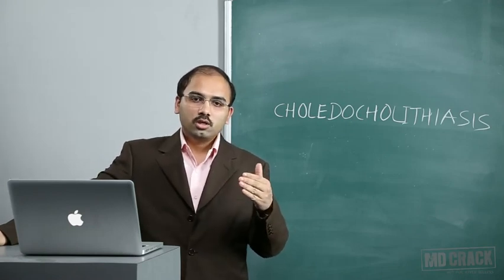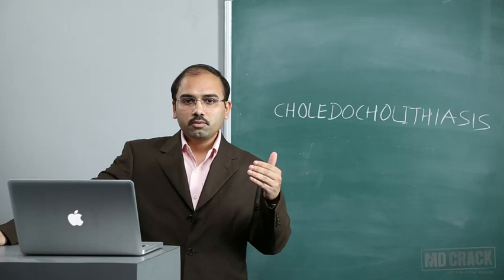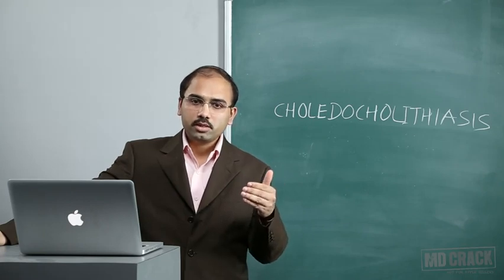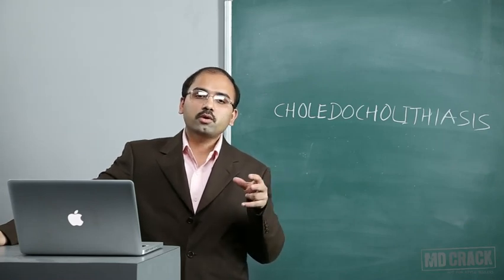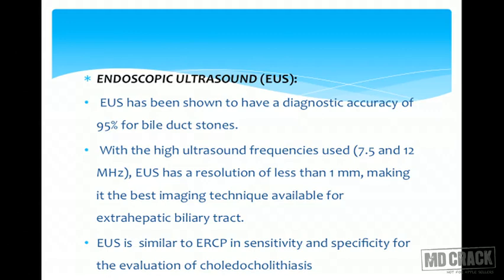If you are asked a question, which of the following is the best, and both EUS and ERCP are quoted, then you should go by the old school of thought, like ERCP. EUS is similar to ERCP in sensitivity and specificity for the evaluation of choledocholithiasis. So, both have the same rate of sensitivity.